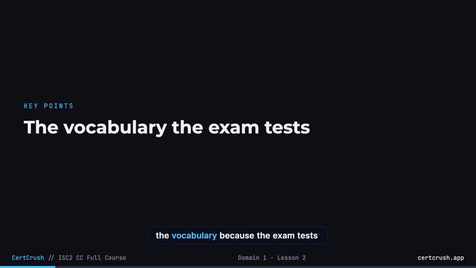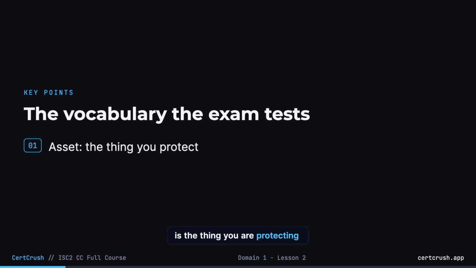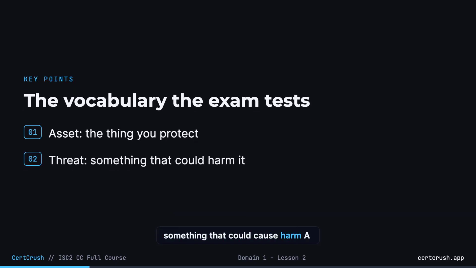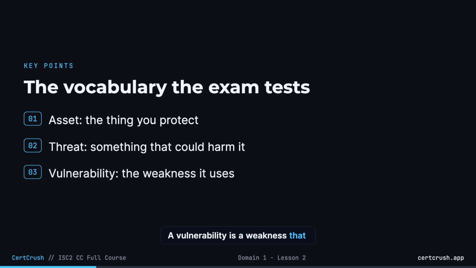Let me start with the vocabulary, because the exam tests these words precisely, and it mixes them up on purpose. An asset is the thing you are protecting. Your data, a server, even a person. Think back to last lesson. Those 3 pillars, confidentiality, integrity, availability, are what your assets need. So the assets are what risk is trying to protect. A threat is something that could cause harm. A hacker, a flood, a careless employee. A vulnerability is a weakness that the threat could use. An unlocked door, an unpatched system, a password on a sticky note.